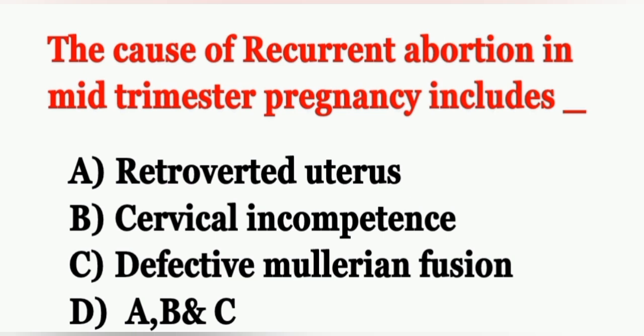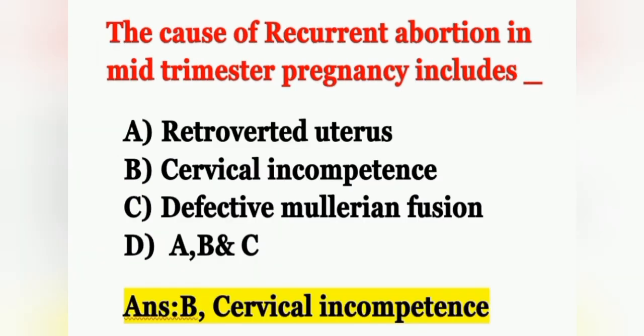Next question: the cause of recurrent abortion in mid-trimester pregnancy includes option A, retroverted uterus; option B, cervical incompetence; option C, defective Mullerian fusion; option D, both A, B and C. The cause of recurrent abortion in mid-trimester pregnancy is cervical incompetence. Option B is the correct answer. Mid-trimester pregnancy means second trimester pregnancy, and loss is due to cervical incompetence.